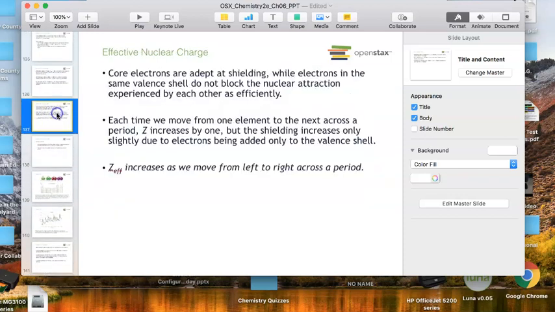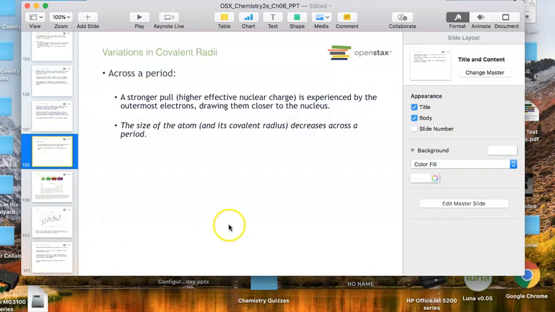We have some more information here too. When we talk about covalent radii across a period, here's their explanation. The stronger the pull, the higher the effective nuclear charge experienced by the outermost electrons, drawing them closer to the nucleus. The size of the atom decreases across a period. What we said.